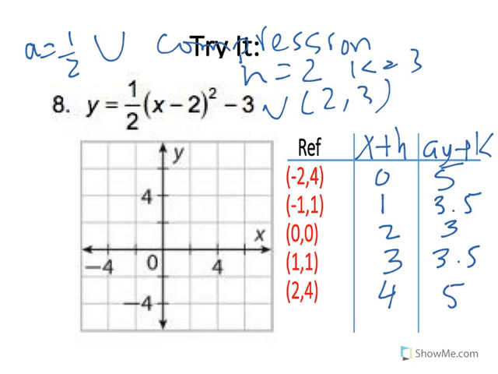Okay, so 0, 5, 1, 3.5, so maybe somewhere here, and 2, 3 here, and 3, 3.5, and 4, 5, so the graph may be somewhere here. Okay.